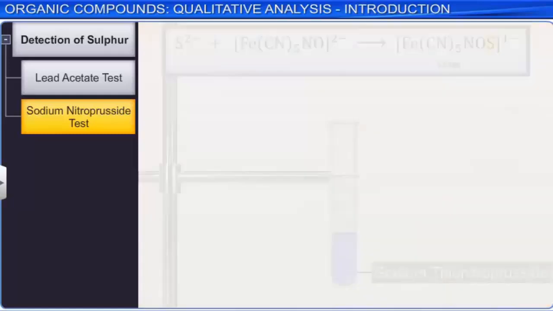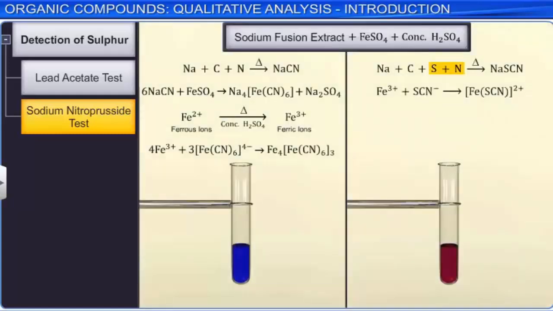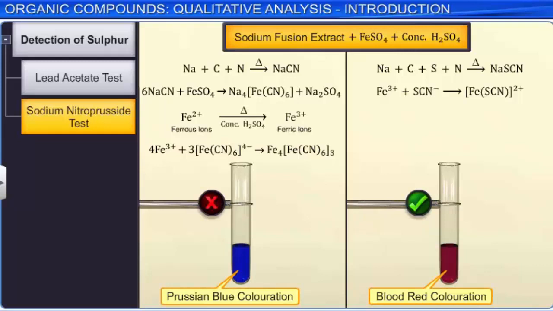If nitrogen and sulfur both are present in the organic compound, then on heating the sodium fusion extract with acidified ferrous sulfate solution, a blood red coloration is obtained instead of Persian blue. The blood red coloration is due to the formation of sodium thiocyanate, thus indicating the presence of both nitrogen and sulfur.